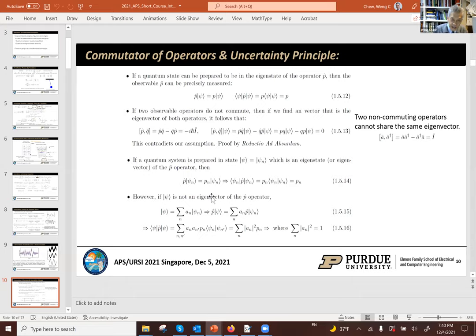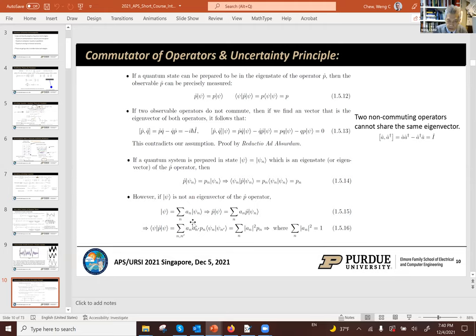So what happens is that if I prepare a quantum state, and if it is an exact eigenfunction of p hat, we can always find this value to be quite deterministic, and it's always p_n. But a quantum state can never be prepared in terms of the pure eigenstates. It usually is a linear superposition of the eigenstates of the operator p hat.